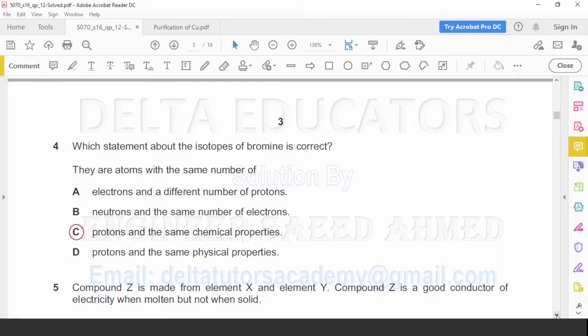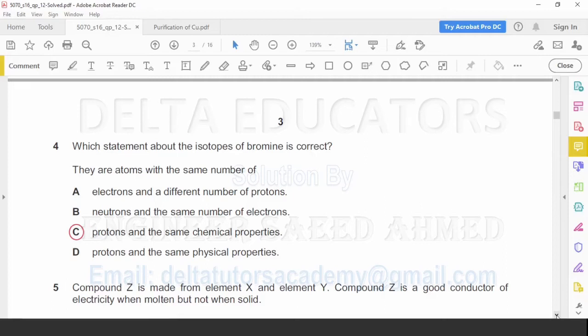In A, since it is given a different number of protons, this option is incorrect because the number of protons should be the same. Option B, neutrons and the same number of electrons. Here the number of electrons are the same but the number of neutrons are not the same. So B is also incorrect. Option C, proton and the same chemical properties.